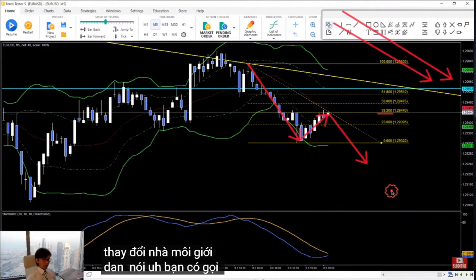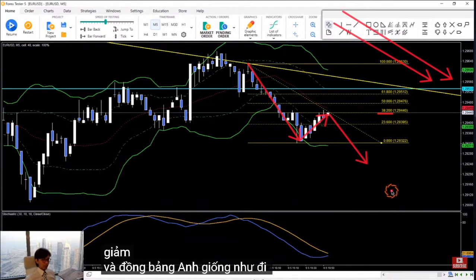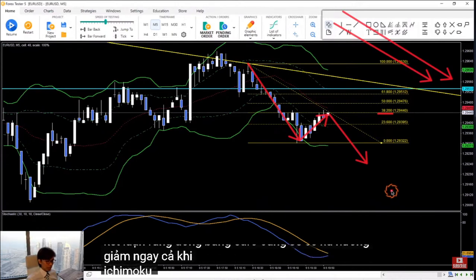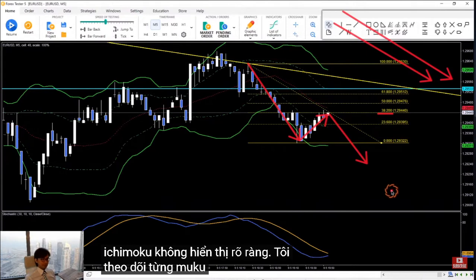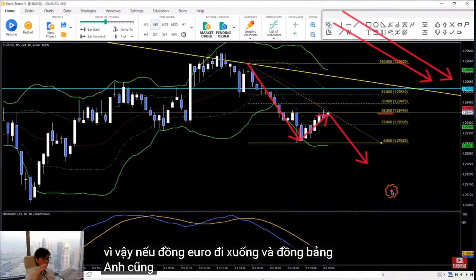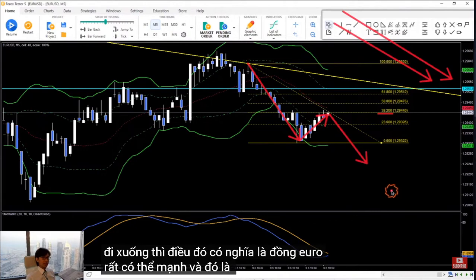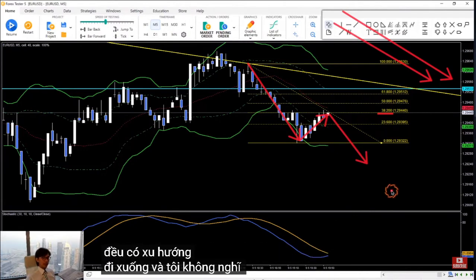Dan says, do you correlate pairs to help your analysis? For example, if Euro JPY is trending down and Pound JPY is going down, do you conclude that Euro Pound will also trend down even if Ichimoku doesn't show it clearly? I follow Ichimoku direction. So if Euro JPY is going down and Pound JPY is also going down, then that means JPY is strong, most likely. And that's why both pairs are trending downwards. And I don't think it will affect the Euro Pound movement.